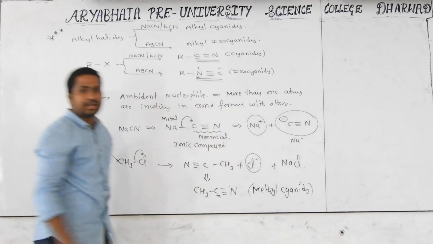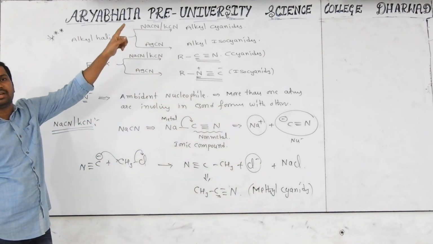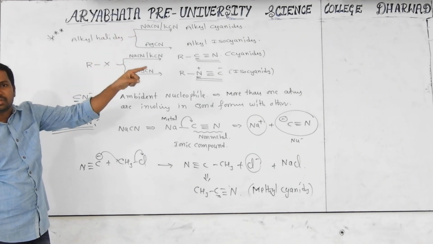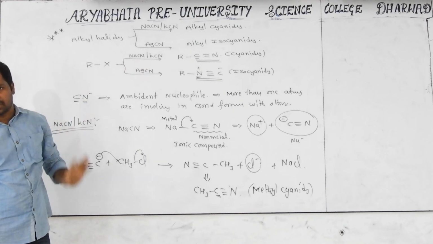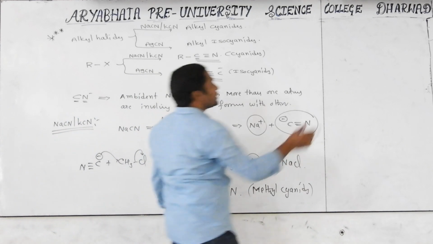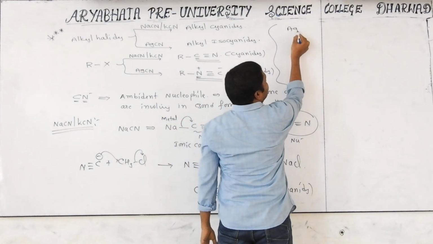This is very important. From a competitive point of view, you just have to remember: whenever an alkyl halide is treated with sodium cyanide or potassium cyanide, you are getting cyanides. The same compound with silver cyanide, you are getting the reverse, isocyanide. So I explained how you are getting cyanides. Now I will explain how you are getting the isocyanide with silver cyanide.